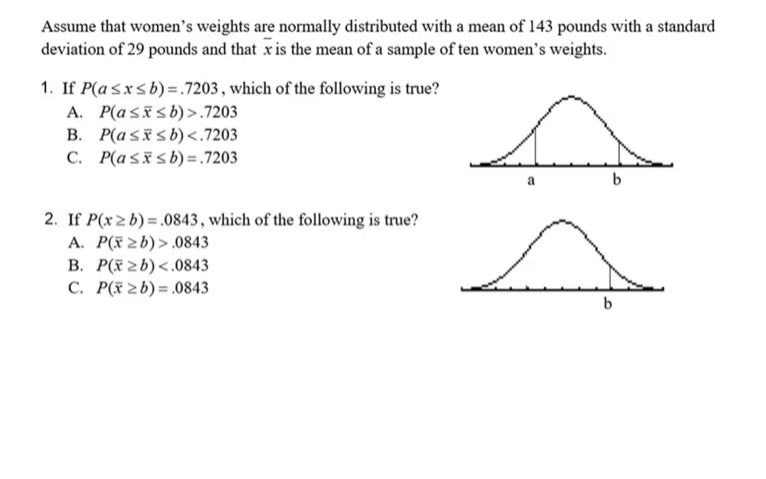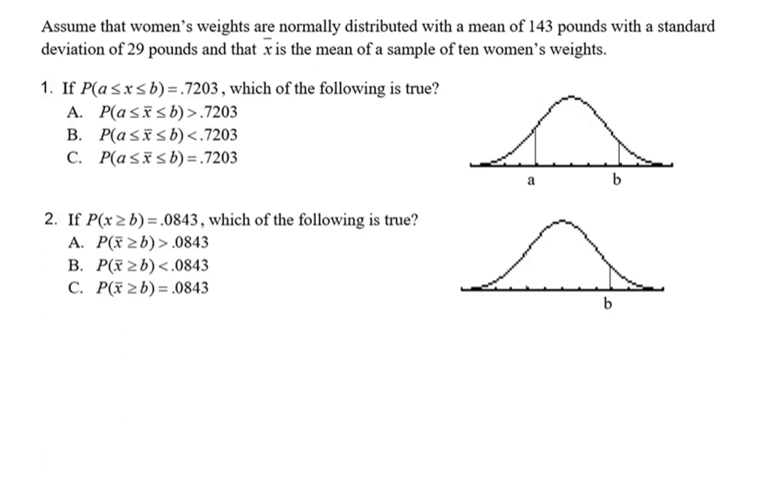Assume that women's weights are normally distributed with a mean of 143 pounds and a standard deviation of 29 pounds, and that X bar is the mean of a sample of 10 women's weights. Pause the video for a second and try to answer each of these questions, and then I'll explain the answers.